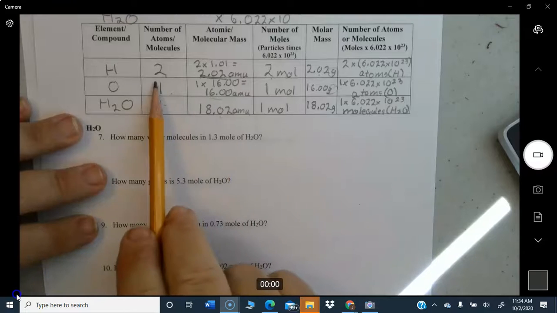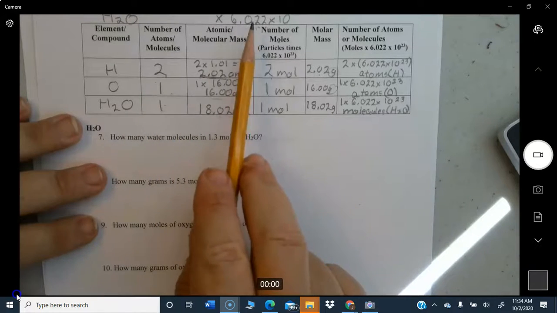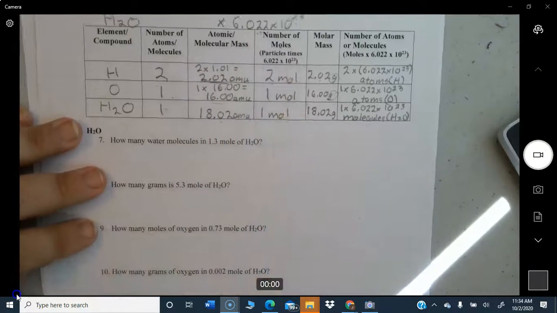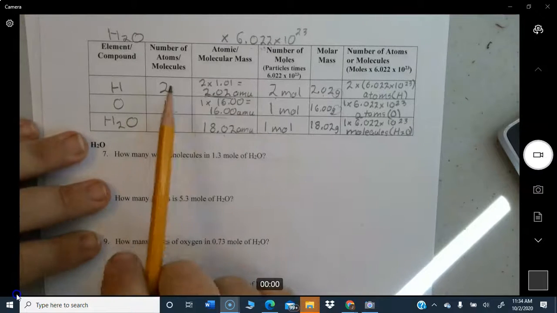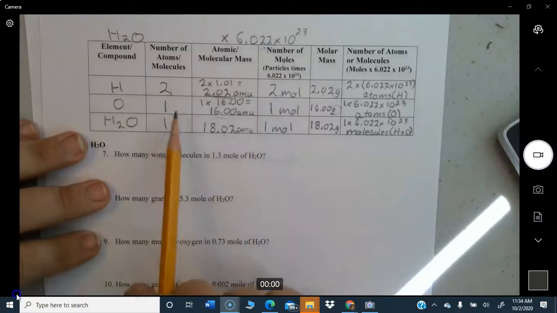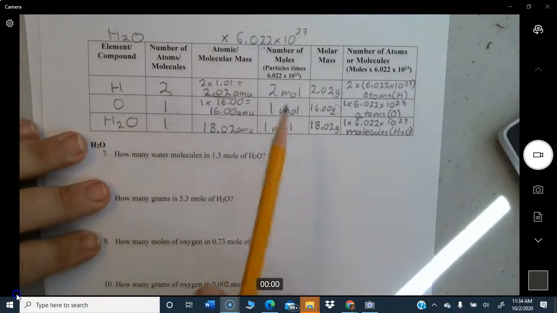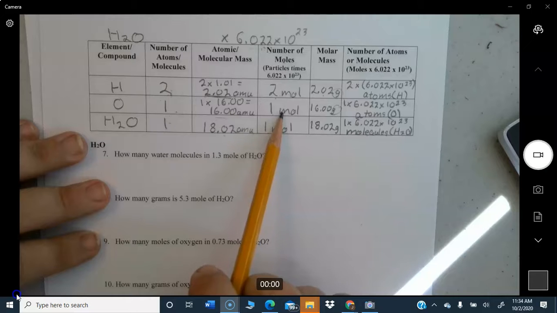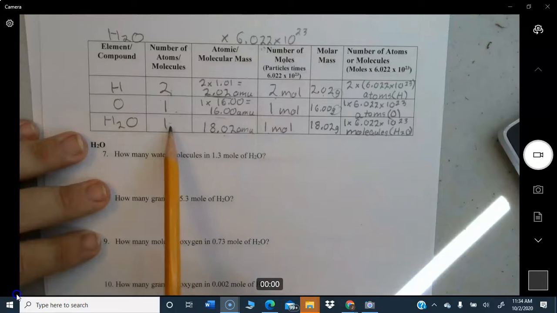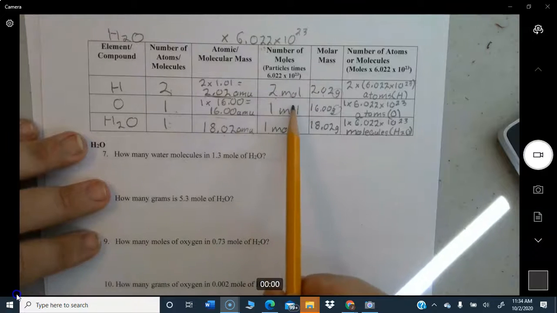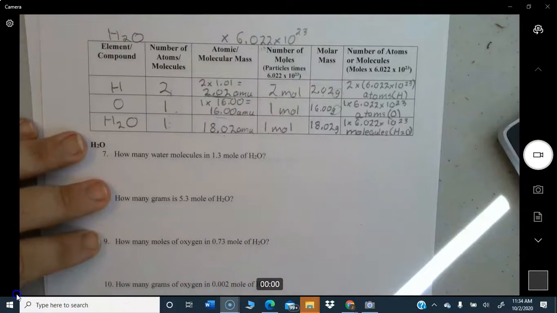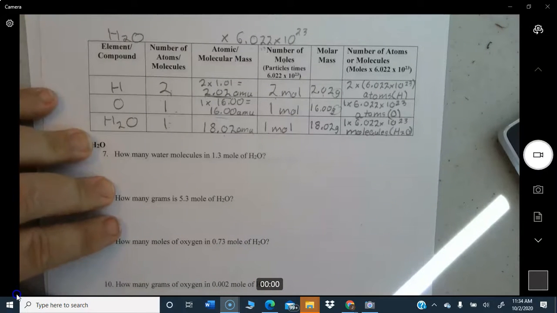Okay, and then you just multiply everything by this big number, a big basket of atoms and molecules. So you go from 2 atoms to 2 moles worth of atoms. You go from 1 atom of oxygen to 1 mole of atoms of oxygen. And you go from 1 water molecule to a mole of water molecules. So those are all big enough quantities that we can actually see them and weigh them on a scale and work with them in a lab.